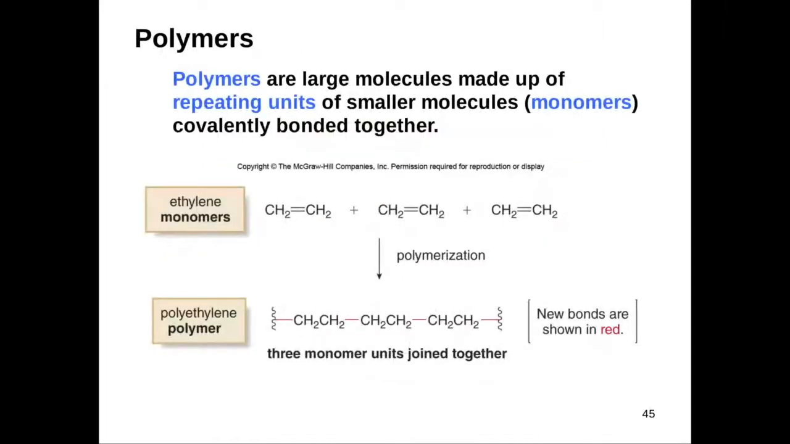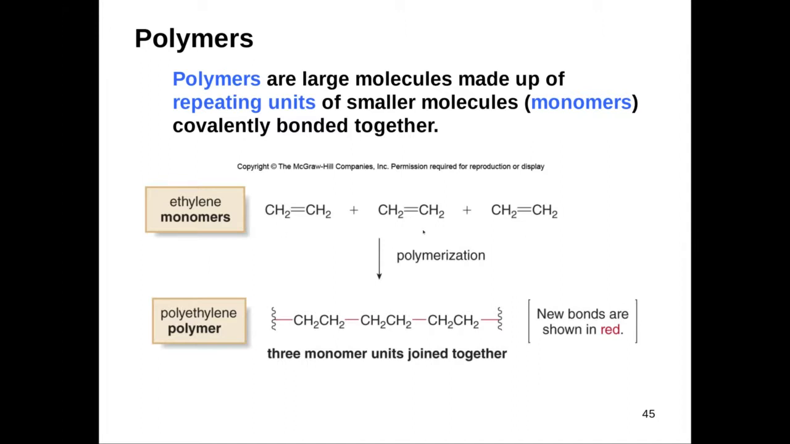So next up, kind of an interesting thing, which we call polymers. Now, polymers, for those of you that have taken biology, will sound pretty familiar. But polymers are simply large molecules made up of repeating units of smaller molecules, or monomers, that are covalently bonded together. So we can look at an example of this. We have ethylene monomers, and the individual unit here is an ethylene. So we have ethylene, ethylene, ethylene.